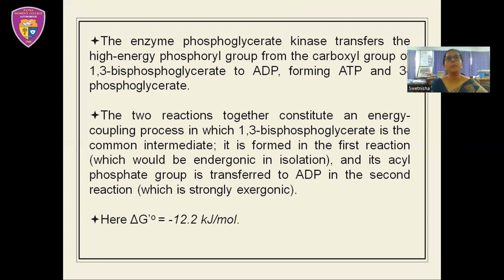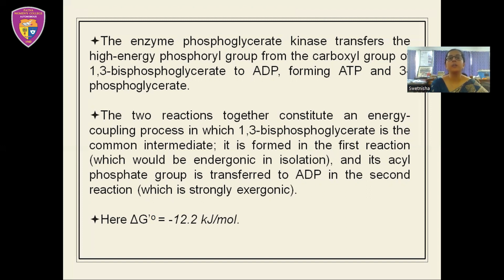So when we combine these two reactions, the net free energy change is minus 12.2 kilojoule per mole. So here we can see that there is a coupling of reactions where 1,3-bisphosphoglycerate is a common intermediate. The first step is endergonic, the second step is exergonic, and when we combine the free energy required in the first step and the free energy released in the second step, we will find that the total standard free energy change is still negative.